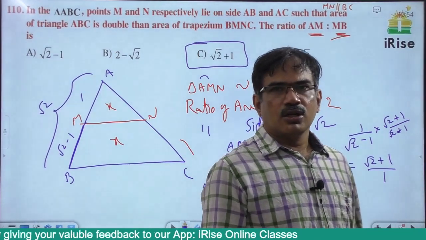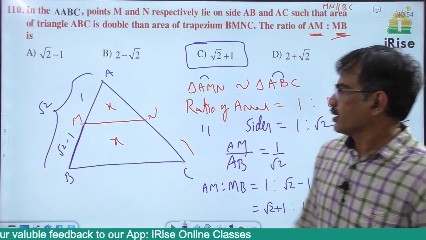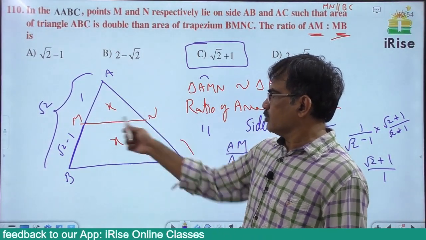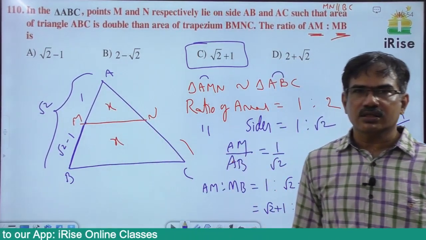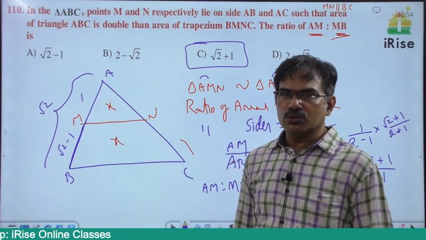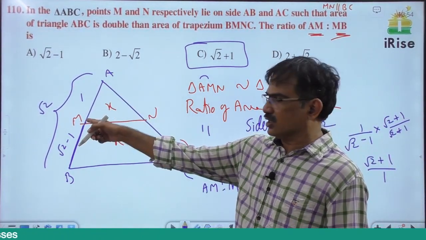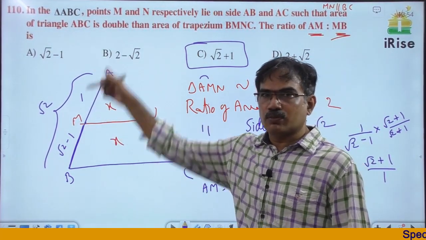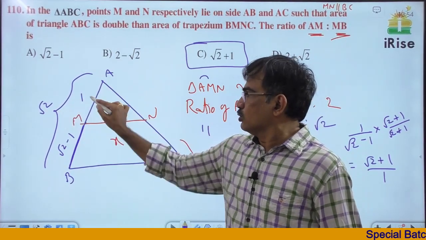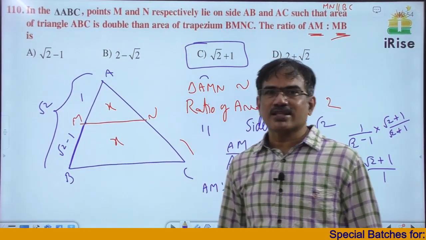The answer is √2 plus 1. Here if this line is parallel to this line, the small triangle and big triangle are similar triangles. Ratio of areas 1:2, so ratio of sides 1:√2. Direct question. So if the side of the small triangle is 1, the side of the big triangle is √2. So √2 minus 1, this is nothing but √2 minus 1 parts.